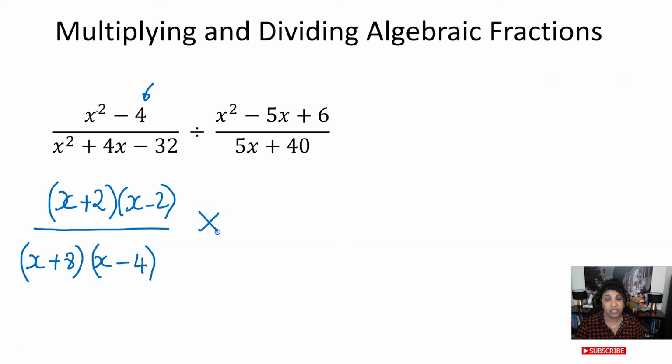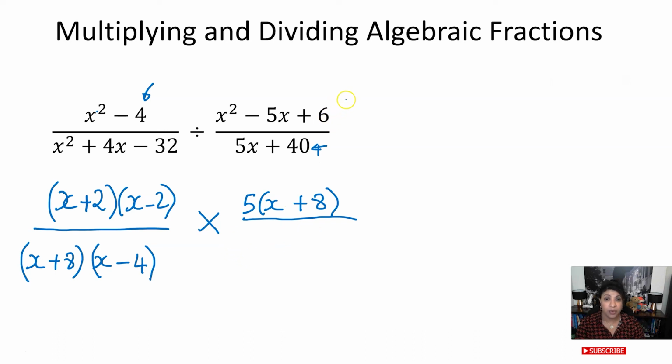So I'm now going to flip, change and flip. So I'm going to put this. That means this one is going to be at the top. So as my numerator is going to be this one. So 5x plus 40. What's the common between 5 and 40? Well, it is 5. So 5 goes outside, and then I have x here, and then I have plus 8, because 5 times 8 is 40. And this now goes in as the denominator for this one.